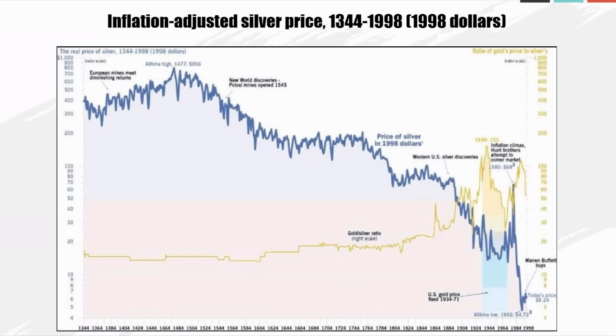Silver is only an industrial commodity, and on it goes. So as we can see from this chart, we've got an all-time inflation-adjusted low at 1992 at 473. And that's when Warren Buffett bought. He was buying not one day. He accumulated over time, but he accumulated right here at the bottom.